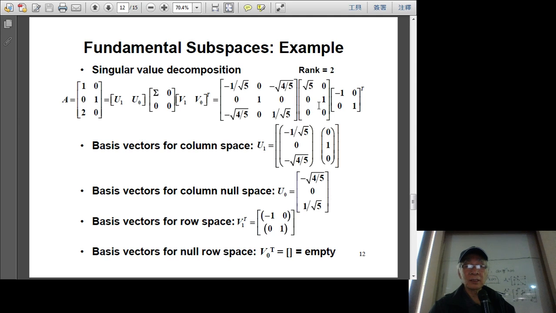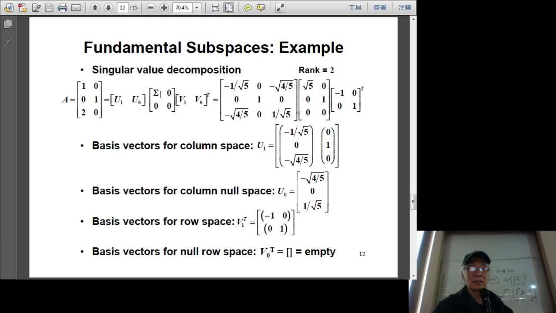Now for the singular values, I have square root of 5, 0 and 0, 1. So I have 2 singular values: one is square root of 5 and one is 1. That's the sigma here. For this example there's nothing else here, so this 0, 0 doesn't appear there.